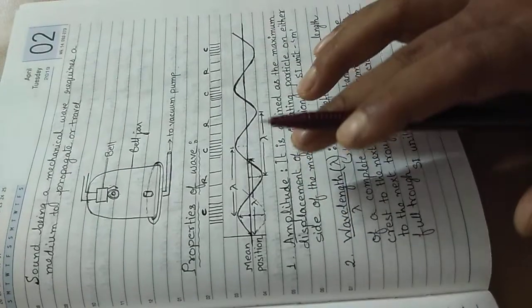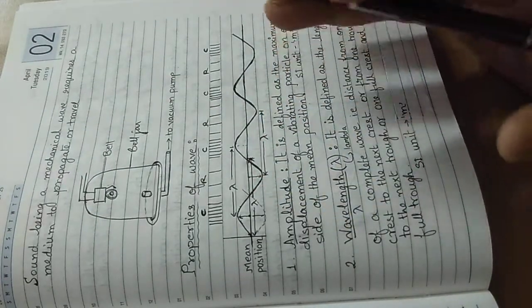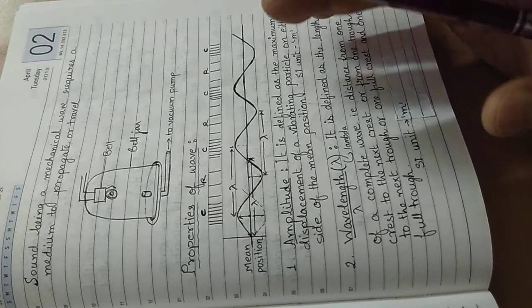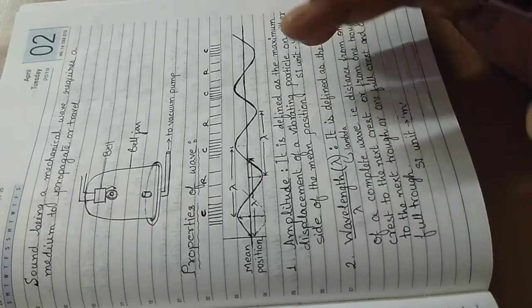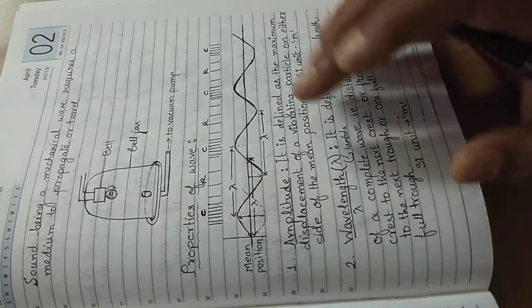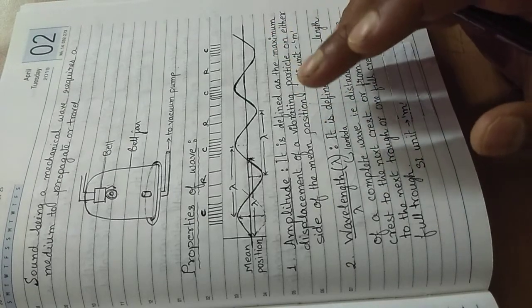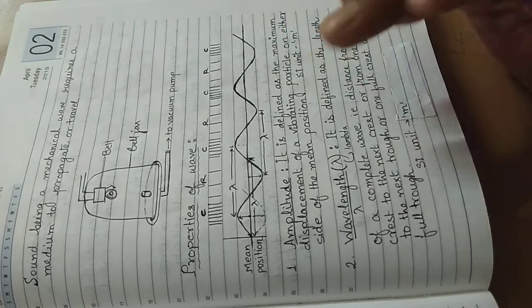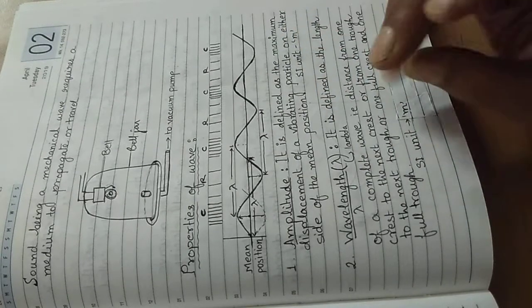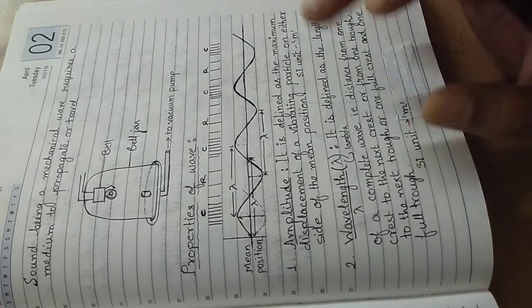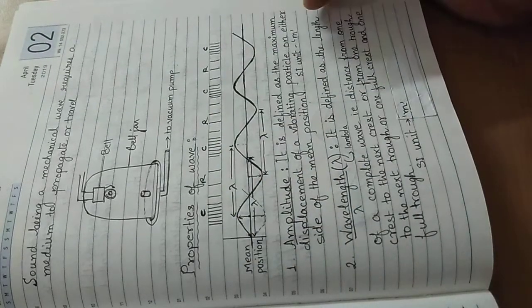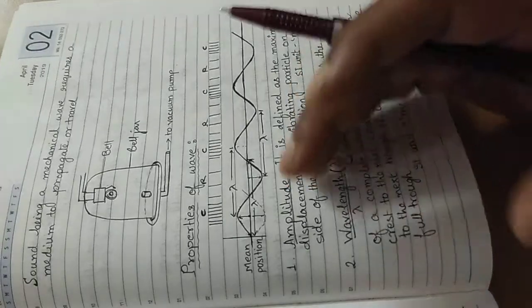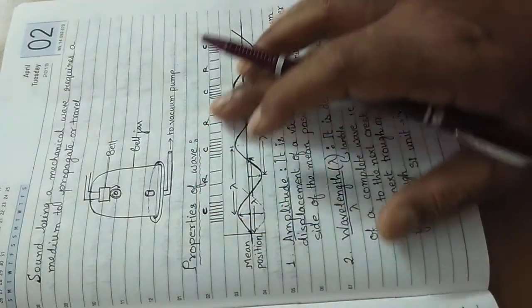Now, when we are talking about the properties of sound wave, they are the same as the properties of any wave. You take any wave, whether it is an electromagnetic wave or a mechanical wave, all waves will have certain basic properties. It's not that these properties are only for sound waves. Even if you take a water wave, it will have those properties. Hence, we generally call them properties of wave.